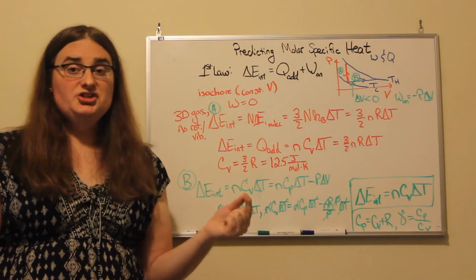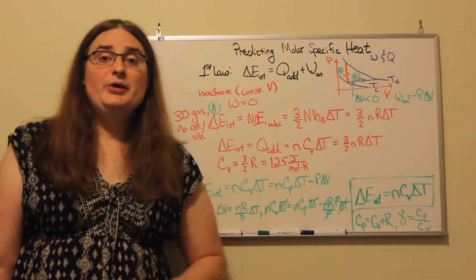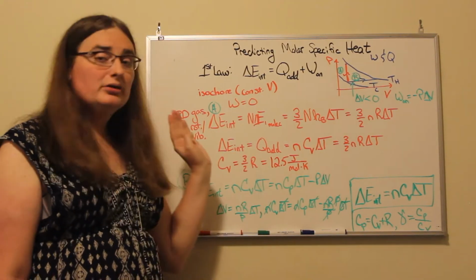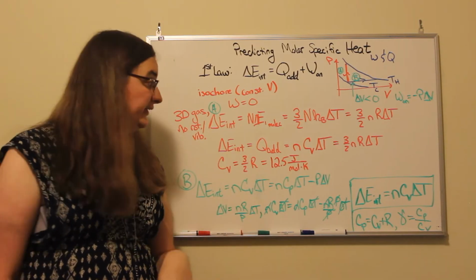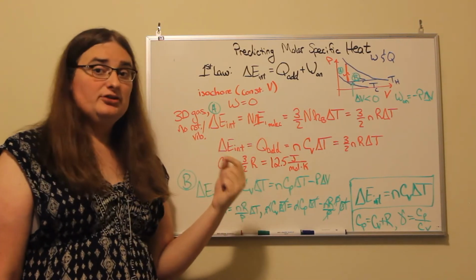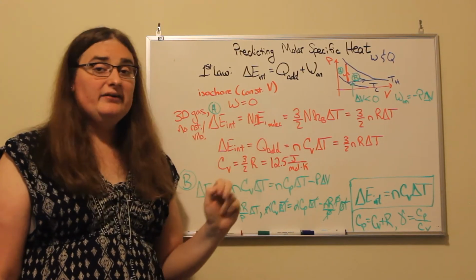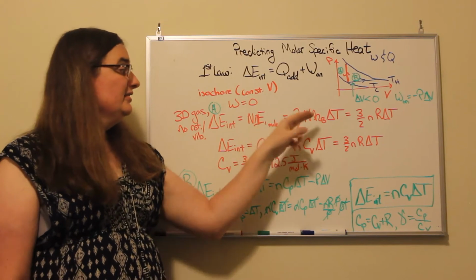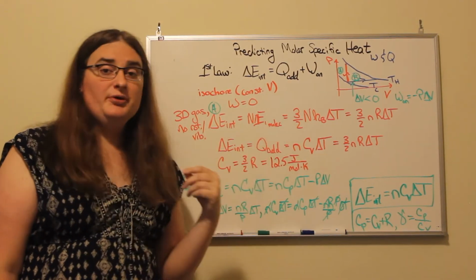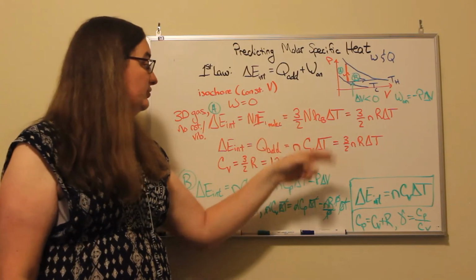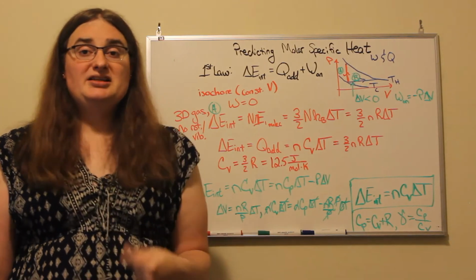So our change in internal energy is based off of how many molecules we have and the internal energy per molecule based on the equipartition theorem. So if I have n molecules and the average energy per molecule is going to be 3/2 times Boltzmann's constant times the temperature, our change in internal energy would be 3/2 times the number of molecules times Boltzmann's constant times our change in thermodynamic temperature.